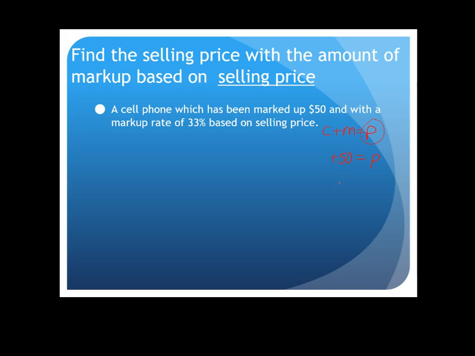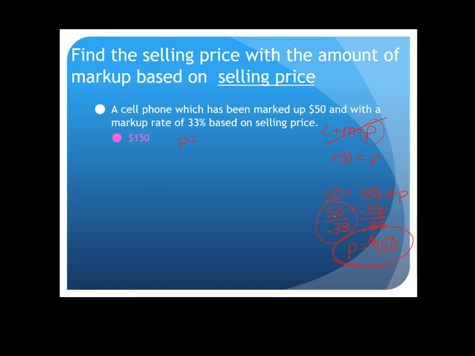So this $50 is actually 33% of the selling price. So 0.33 times P is what gave us the $50. So now I'm just going to solve by dividing by 0.33. And if you do that, you get $150. Now I don't even need to use that formula.